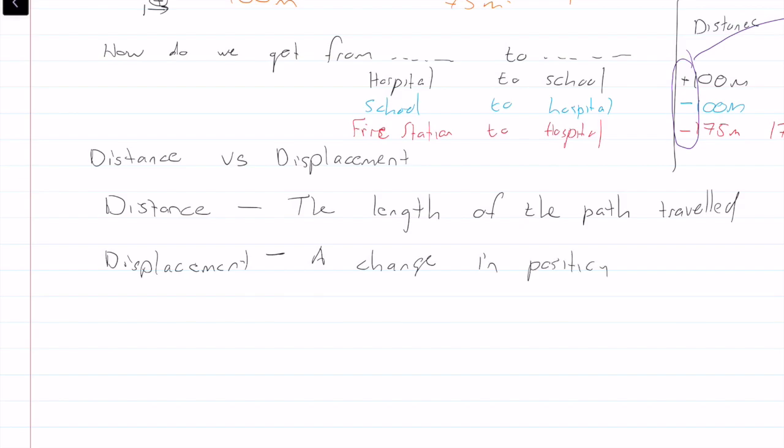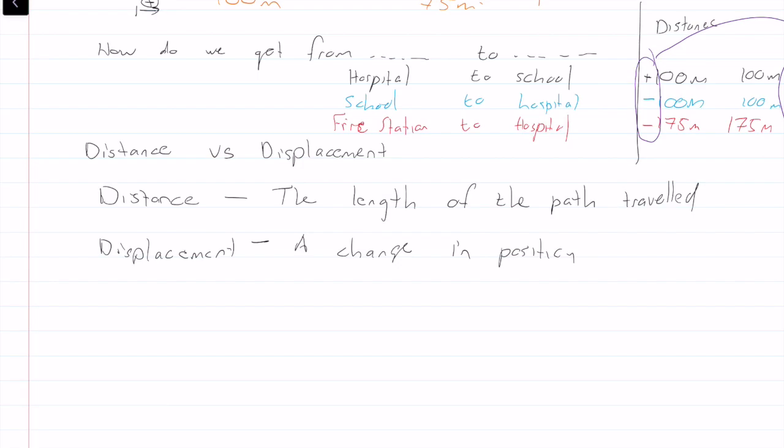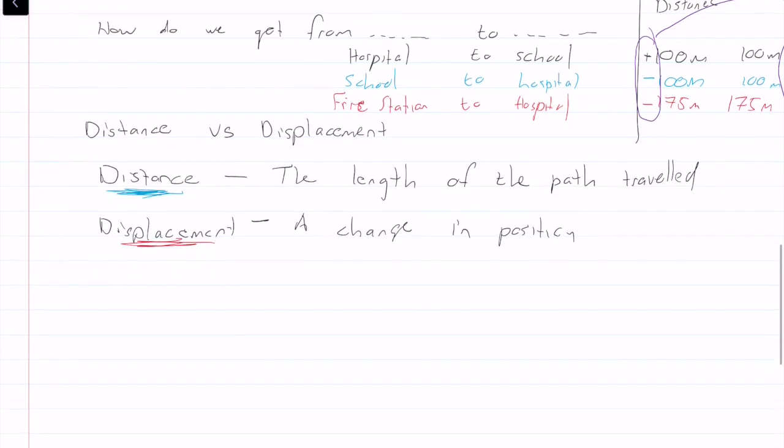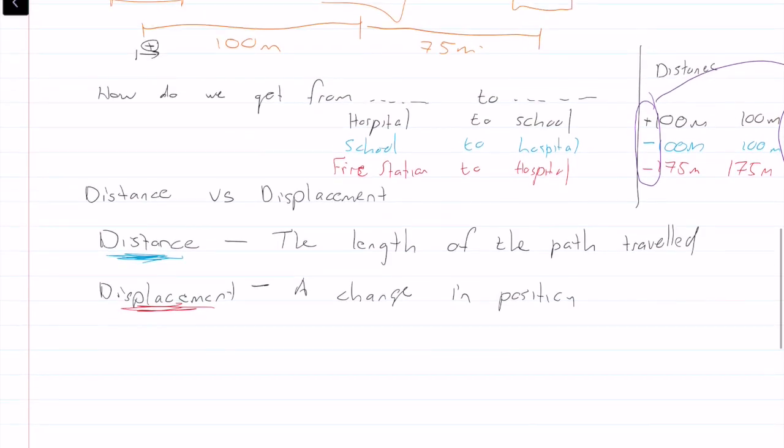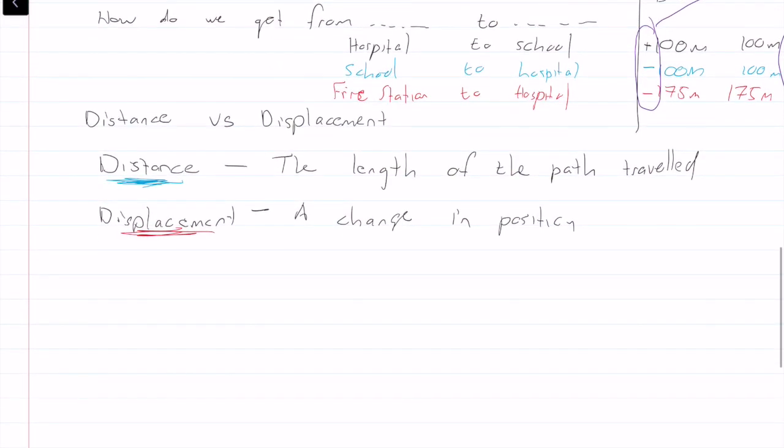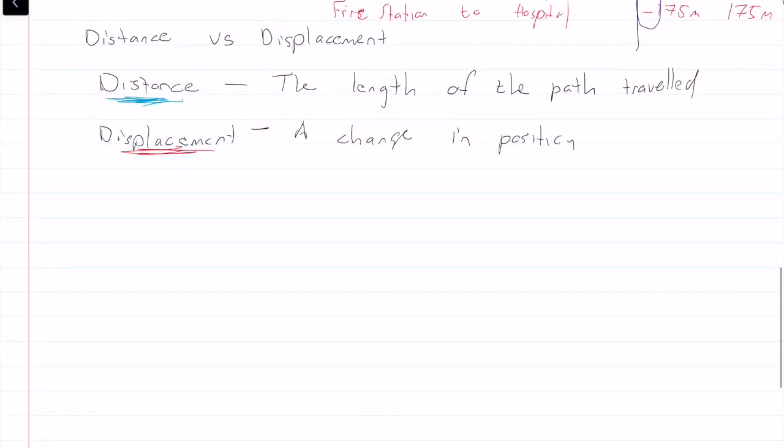Let us actually try to understand the difference between these two. Distance in blue, displacement in red. Let's say this is your situation that we have here. You start at school and you want to get home.